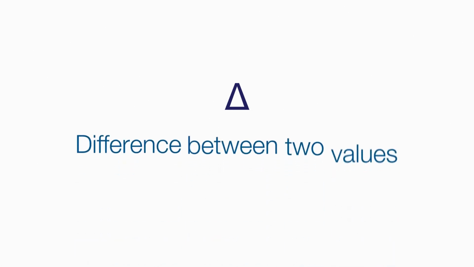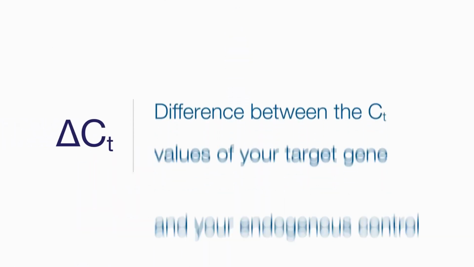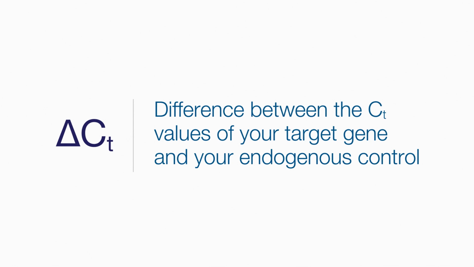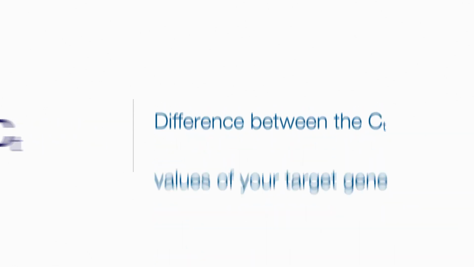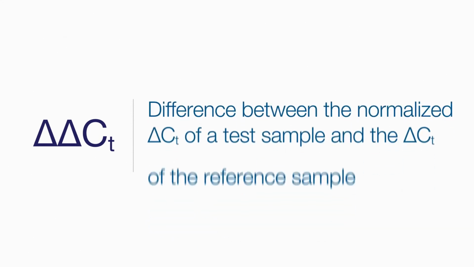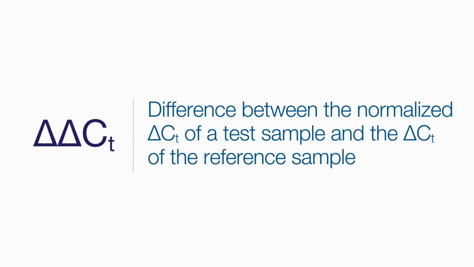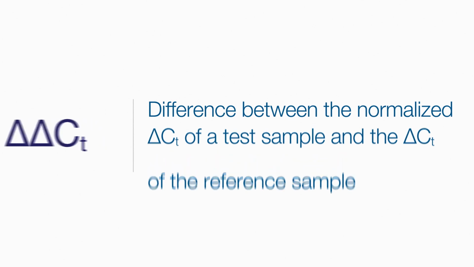You may run across a few other terms during data analysis. Anytime this little triangle, or delta, appears next to a value, it indicates the value has been calculated as the difference between two other values. For example, delta CT, or ΔCT, is the difference between the CT values of your target gene and your endogenous control. Delta delta CT, or ΔΔCT, is calculated during a comparative CT analysis, in which the normalized delta CTs of a test sample and a reference sample are compared.